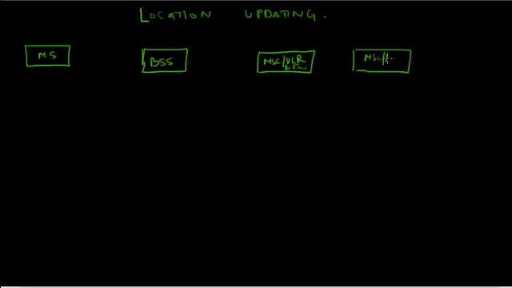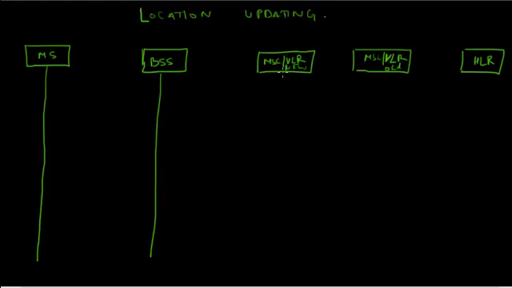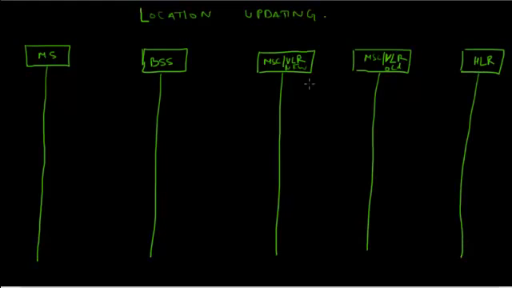So the MSC VLR old, and this is the HLR of the subscriber, the home location register of the subscriber, where the subscriber is subscribed, where its information is stored for the first time when it's switched on its mobile. So let's see the message flow, including the channels which are used for this discussion.